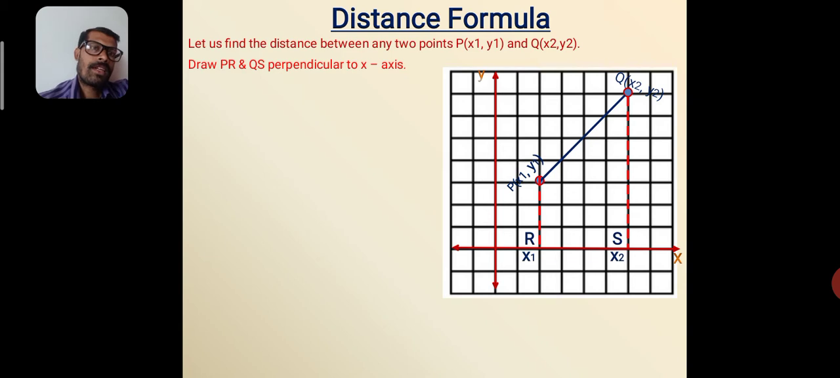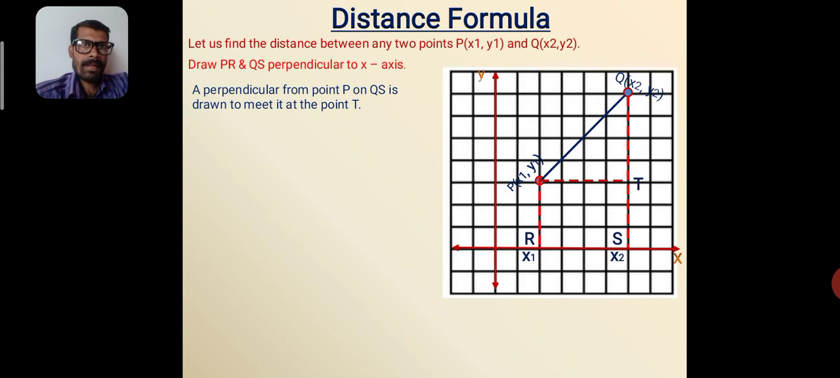In particular, if that is 2 and this is 6, then 6 minus 2 gives 4 centimeters. But in general, if I consider R as x1 and S as x2, the difference of those 2 points is x2 minus x1. The length of RS is x2 minus x1. Now let a perpendicular be drawn from point P on QS to meet at the point T here. A perpendicular is drawn on QS from P at T. We make the triangle PTQ there.